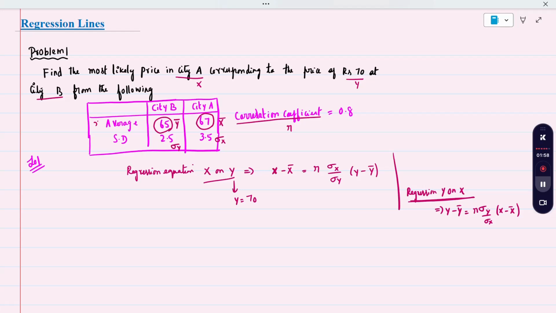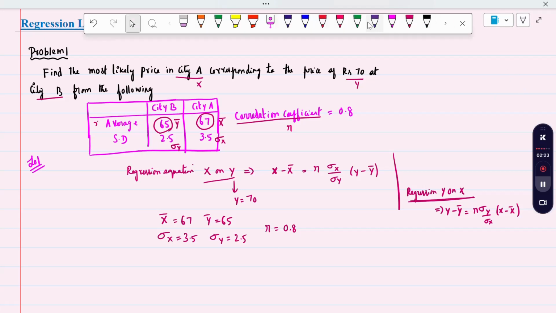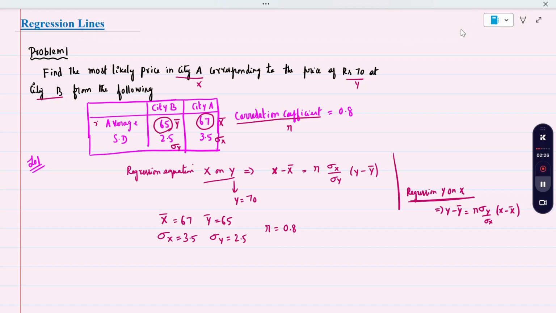Now, all the data I will first write separately. X bar is given to be 67 and Y bar is 65. Sigma X is given to be 3.5 and sigma Y is given to be 2.5. R is given in the question to be 0.8. So all this data is given, and I am going to substitute it in the formula and find what the question asks. So X minus X bar equals R into sigma X divided by sigma Y into Y minus Y bar. I need only X.